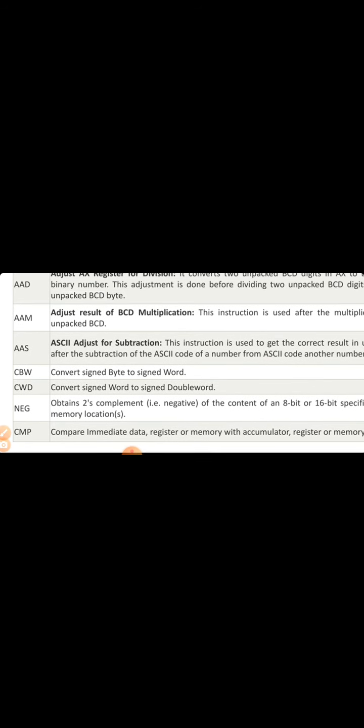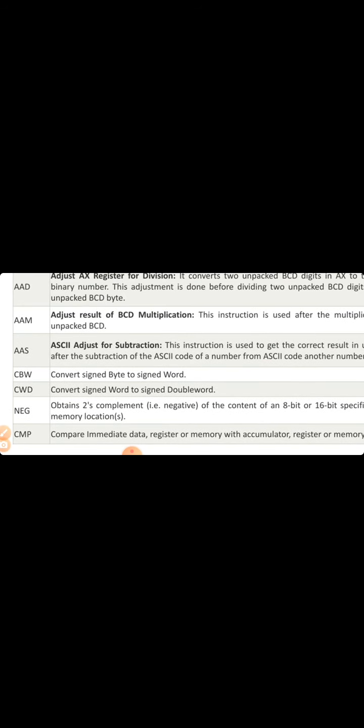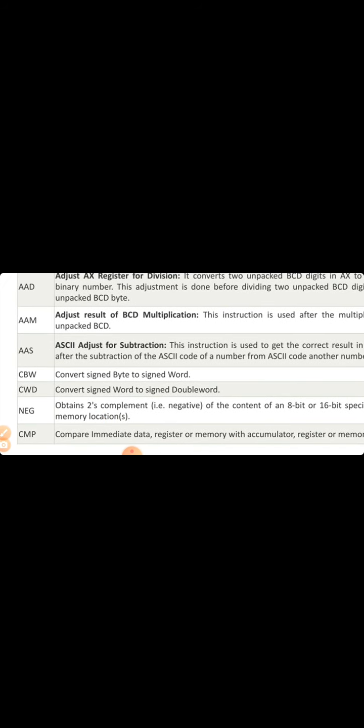Now the next command is NEG. NEG is used to obtain the 2's complement, that is, the negative of the content of an 8-bit or 16-bit specified register or memory location.